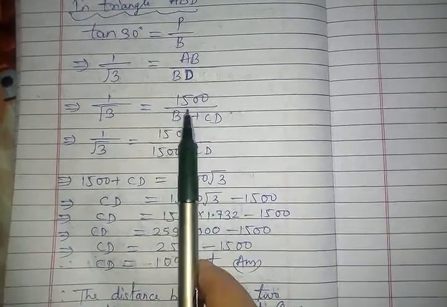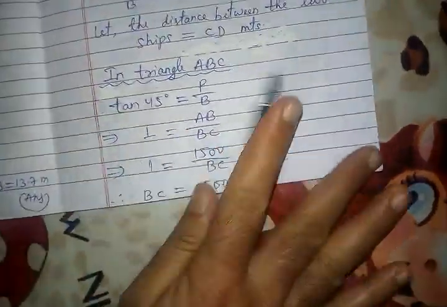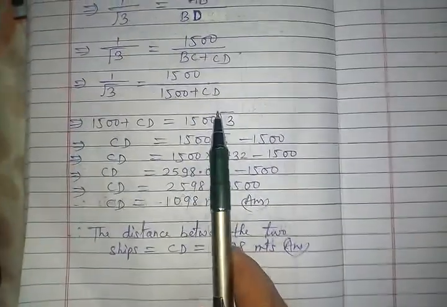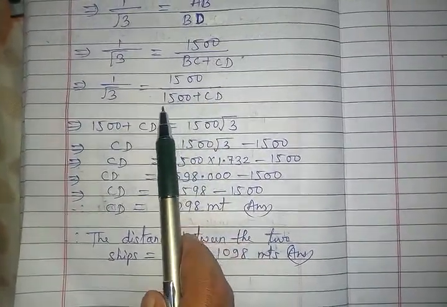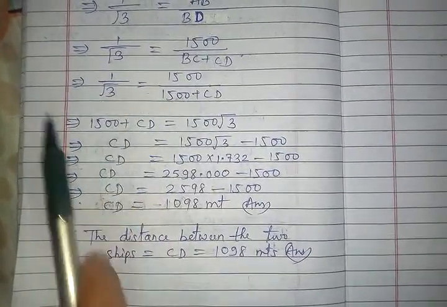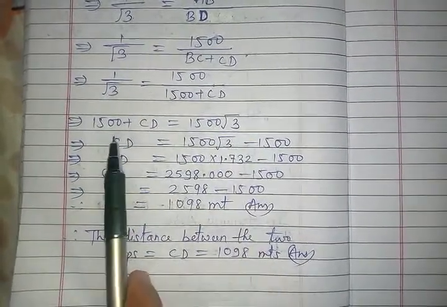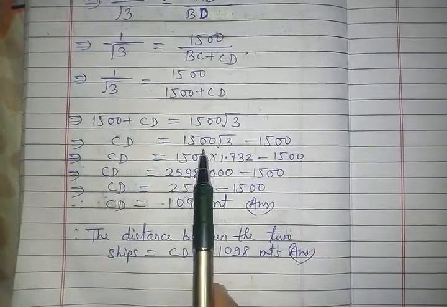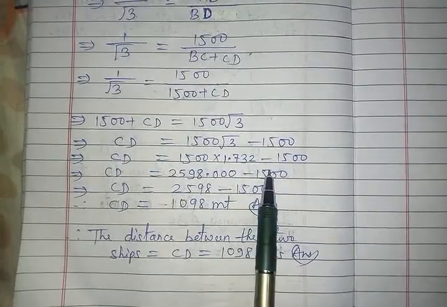Now you might be saying, how is BC 1500? Just now we got it. BC is 1500 meter, children. So we know that. Now we can get the value of CD. Cross multiplying, 1500 plus CD into 1, that is 1500 plus CD, equals 1500 into root 3, 1500 root 3. Now CD equals, this 1500 will come to this side and become minus. And for the value of root 3, I put 1.732.